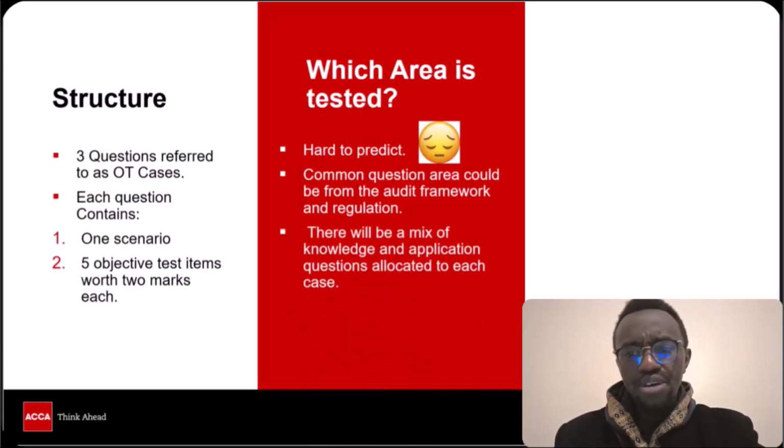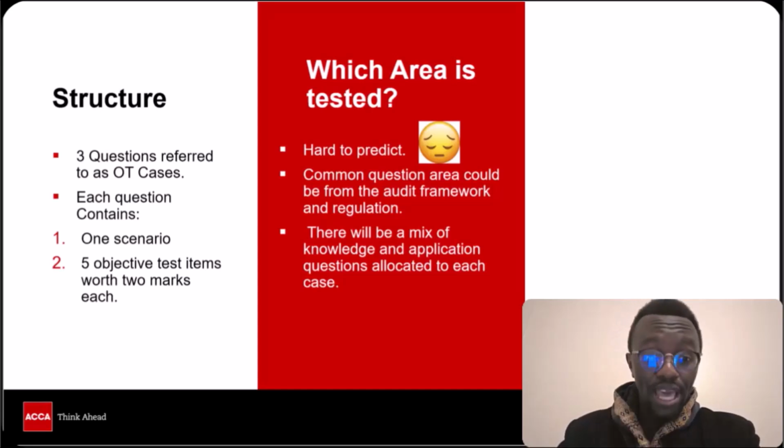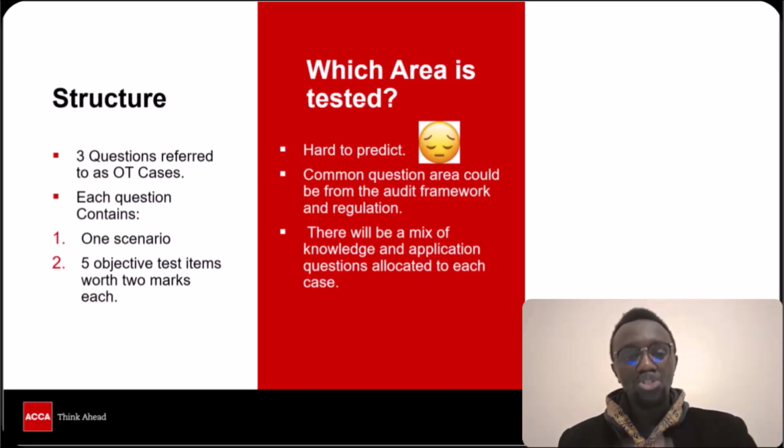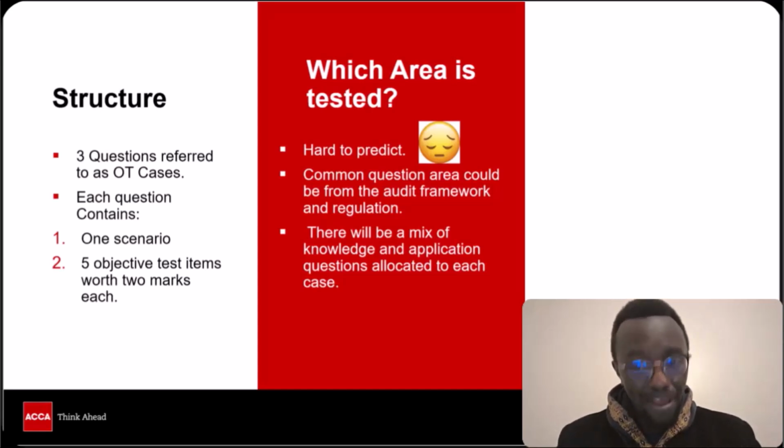Now, there will also be a mix of knowledge and application questions allocated to each case. So I do need us to appreciate the fact that it's not just about your application, but you have to also know your stuff. You need to appreciate the fact that you can't neglect any part of the audit paper.